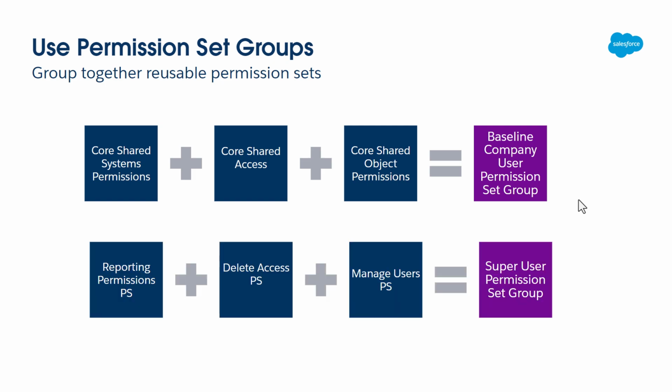Here's another one. We've got the super user permission set group. So on top of the baseline and on top of their department permission sets, they maybe get a permission set group because they're a super user. And that includes in it the reporting permissions, the one with the managing report types, exporting reports, the delete permission set, and the manage users, because they're our super users.